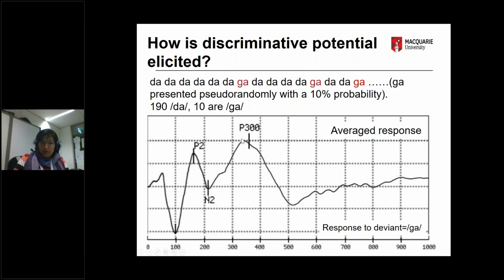And when you say you made that decision, you're getting another positivity here, which is about 300. So anything between 300 to 400 millisecond, that's the response you get. Again, it's an average response. In order to get a very clean response such as this, you need at least, in adults, about 75 of these gas that are interleaved with the standard stimulus such as your da.